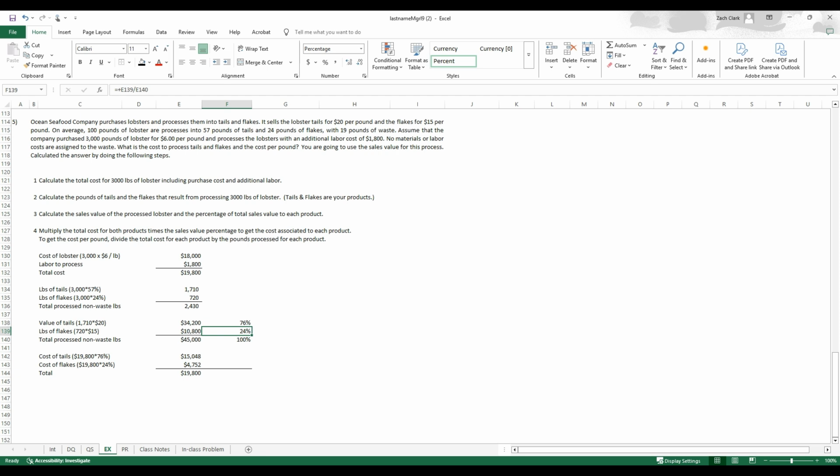And then we're going to say, what is the, multiply the total cost. Okay. So here's the total cost. And then we get cost per pound. Okay, so then if we want cost per pound, that's the total cost divided by the pounds processed. So the 1710. And this is dollars. This is actual cost per pound. So 880.